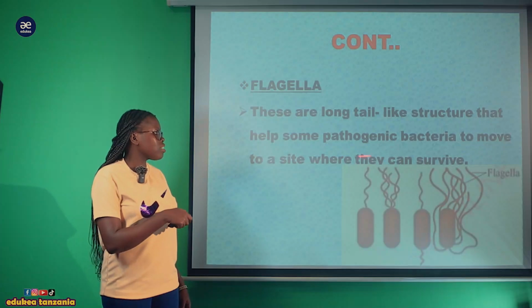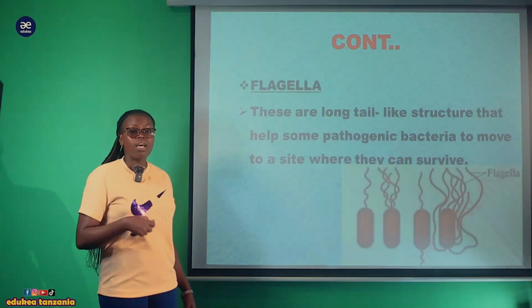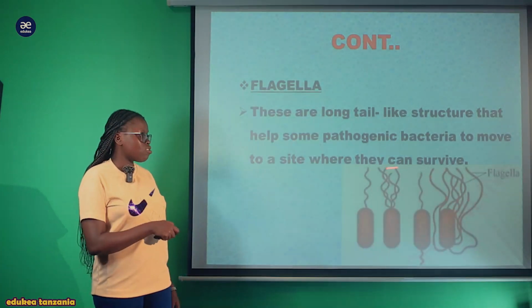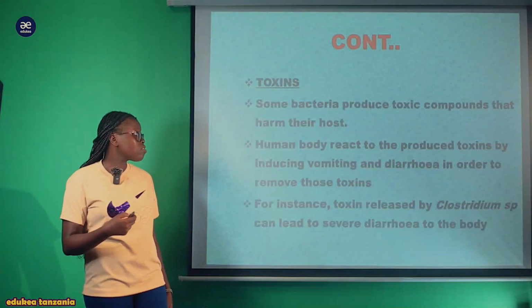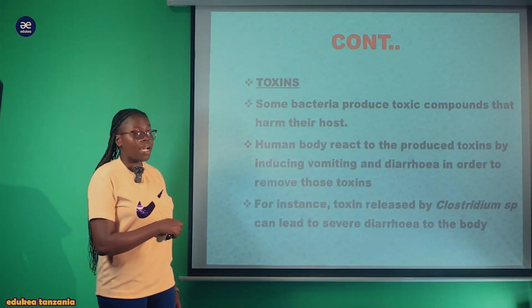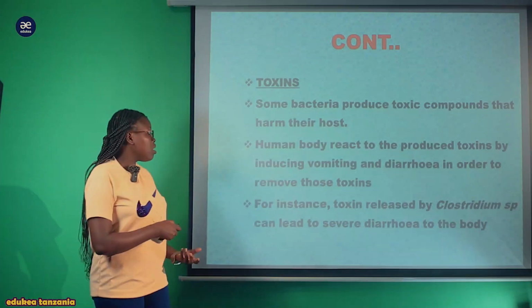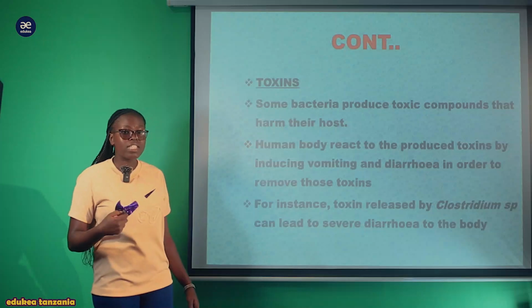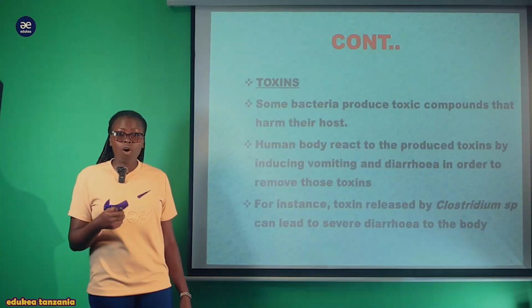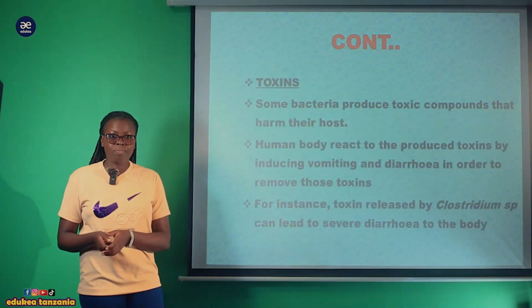Now, mechanism, the first one by the use of toxic. Now, some bacteria produce toxic compound that harm their host. So there's some bacteria which use the toxic compound kwa ajili ya infection. Kwa hiyo produce sumu hii inaenda kumaffect a particular host. Example, human body react to the produce toxic by inducing vomiting and diarrhea in order to remove those toxic.